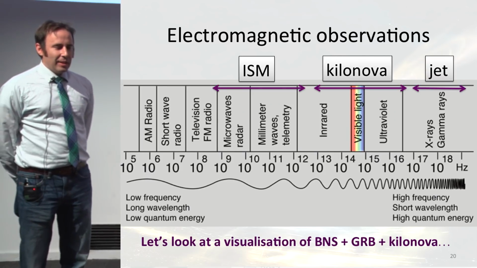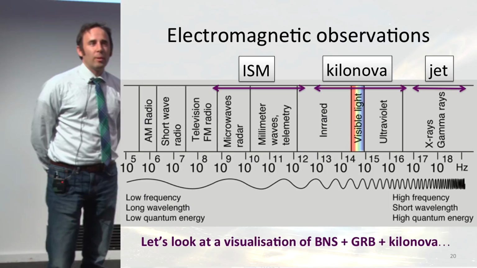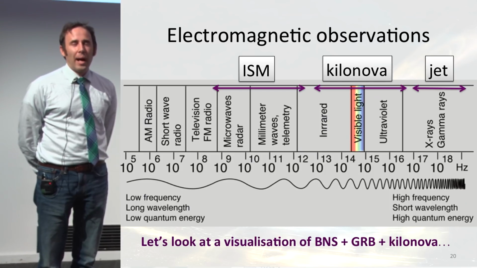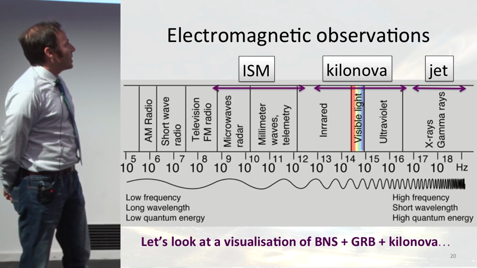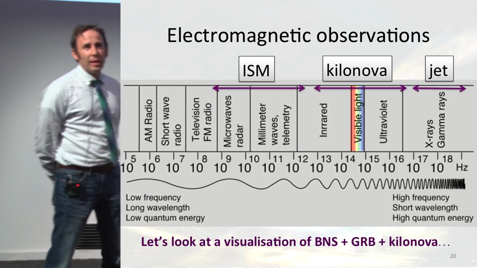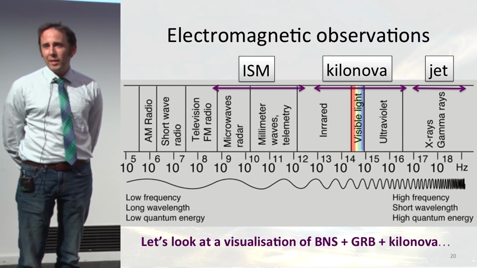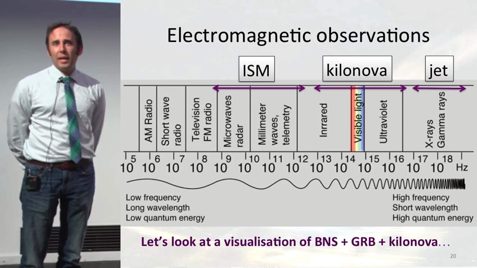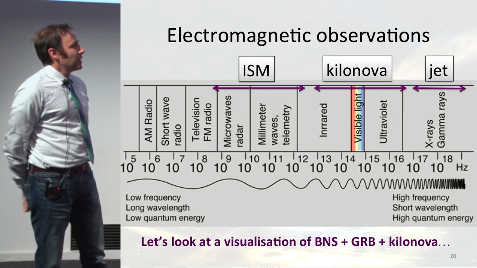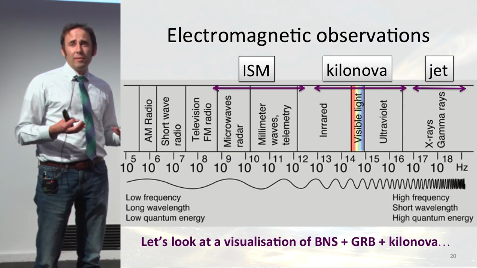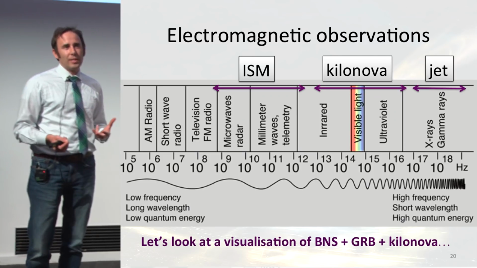So this event lit up the electromagnetic spectrum, and it was observed by dozens of telescopes all around the world, from the radio end of the electromagnetic spectrum to infrared, optical, ultraviolet, all the way up to X-rays and gamma rays. And the different wavelengths of light that we are able to observe tell us about different parts of the event.